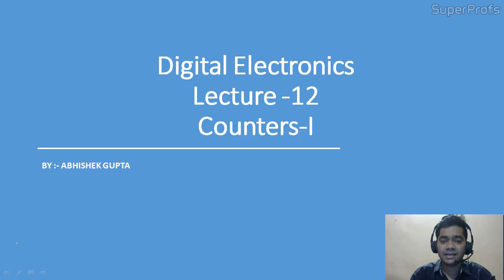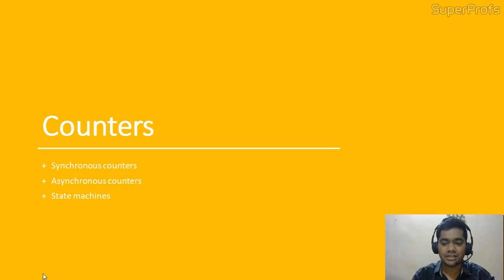Now we are taking the second part in the sequential circuits and this part is counters. What are counters? What are different types of counters like up counter, down counter, the basic classification of counters like synchronous counter and asynchronous counter. We are going to see all these counters in this session. Okay, so let us first see what the topics are. For the counters, there would be three parts: synchronous counters, asynchronous counters and the state machines.